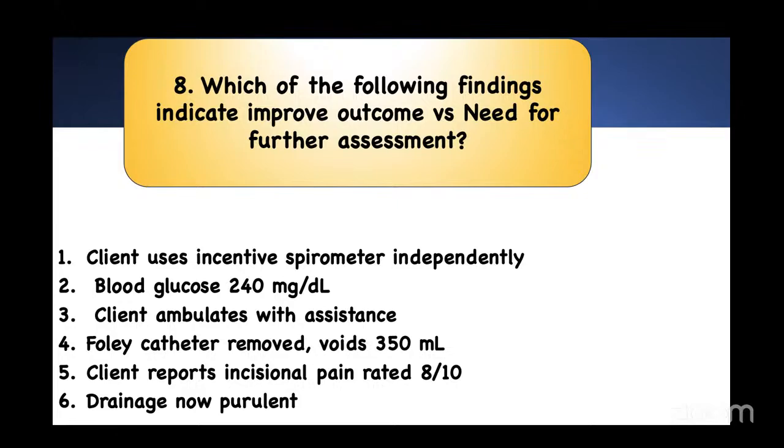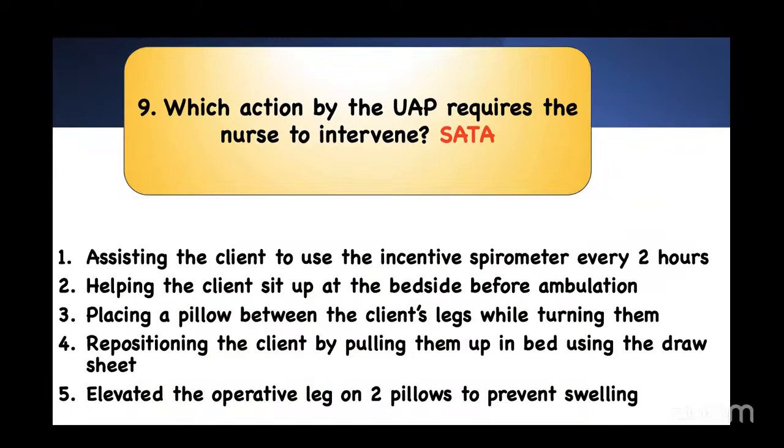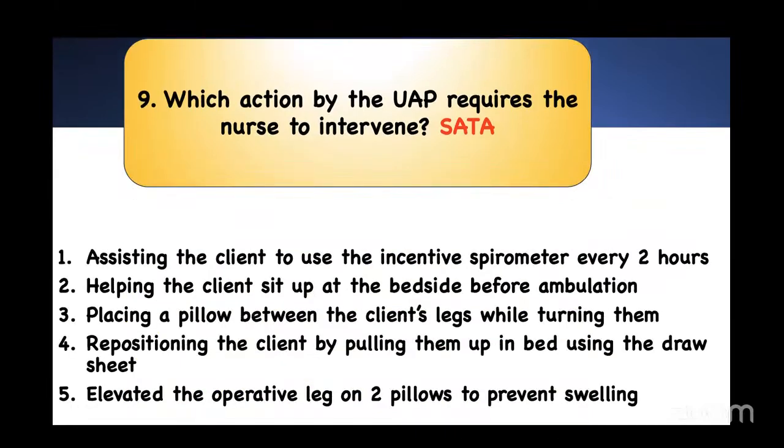Therefore, if the patient needs further assessment, what did the nurse do? Look at what she did. She decided to delegate some things to the UAP, and then she saw the UAP doing things. Instead of making sure we take care of the infection, this is what she saw the UAP do. So which action by the UAP requires the nurse to intervene? She's mad. She says, what are you doing? The patient is having an infection. Now you're trying to do all these things.